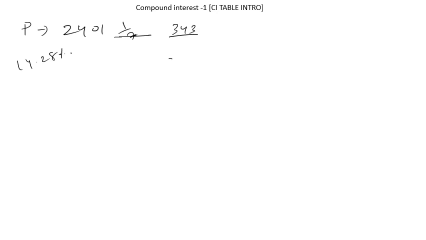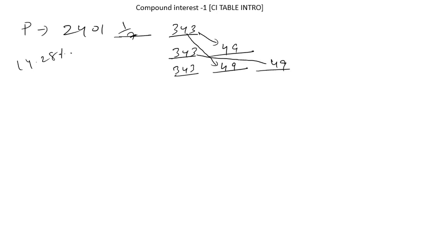Second year's interest will be how much? 1 by 7 of the principal, that is 343, and 1 by 7 of the first year's interest, that is 49, right? Third year's interest will be first 1 by 7 of the principal, that is 343, then 1 by 7 of all the interests, because CI is interest on interest, right? We have to calculate interest on interest. So first 1 by 7 of this, that is 49, then 1 by 7 of this, that is again 49, then 1 by 7 of this, that is 7.